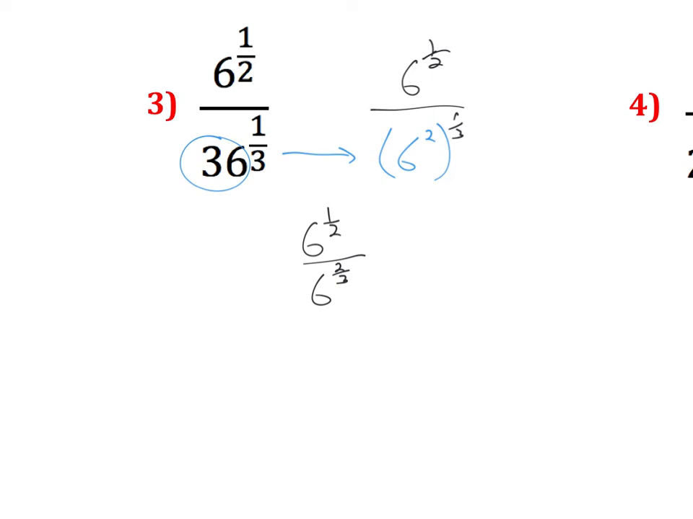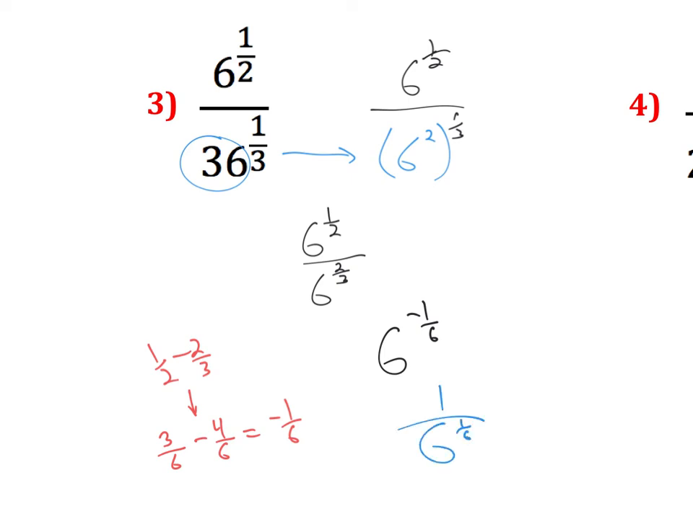Since I'm dividing, I need to find the difference, so I'm subtracting 1/2 minus 2/3. I need common denominators to do that, so that would be 3/6 minus 4/6, which is a negative 1/6. So my result here would be 6 to the negative 1/6 power. But we're not too thrilled about negative exponents, so we'd call that 1 over 6 to the 1/6 power. Final answer.